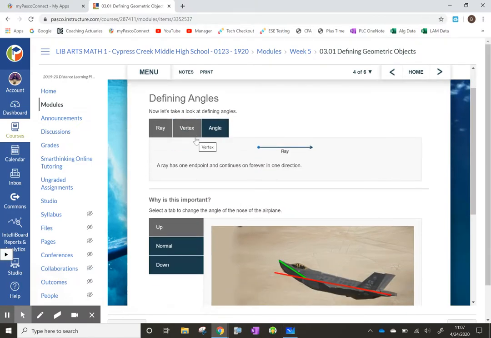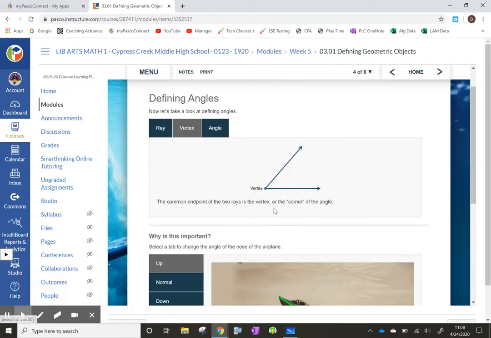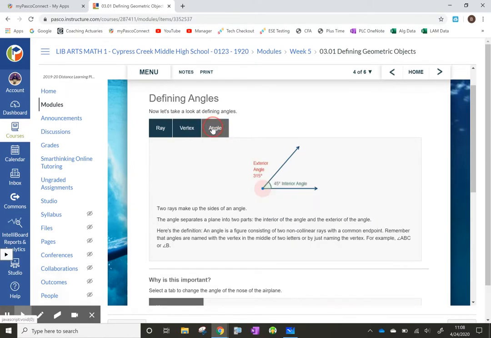All right, defining angles. Before we can define an angle, we have to define a ray, and then we have to define a vertex. A ray is kind of like a line segment, except it only has one endpoint, and the other side goes on forever. So there's one point at the end, but the other side will extend out forever. A vertex is the point where the two rays meet, the corner, if you will. And of course, the angle is the separation between the two rays.